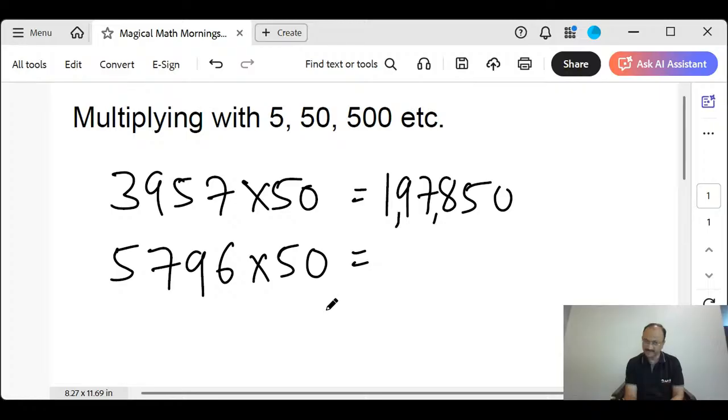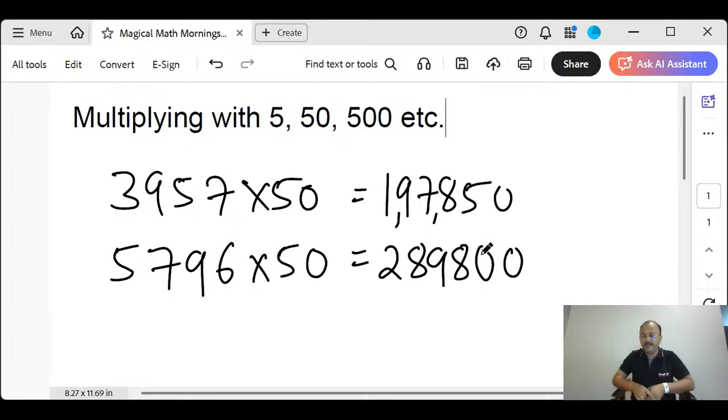That's it. 5796 into 50. Just you do, yes, you're right. 2898. 2898, last one. We will not get 5 here because it's an even number. No, we'll get only 0 here. And finally, we'll add this 0. 289800. That's it. So I think you people understood this.